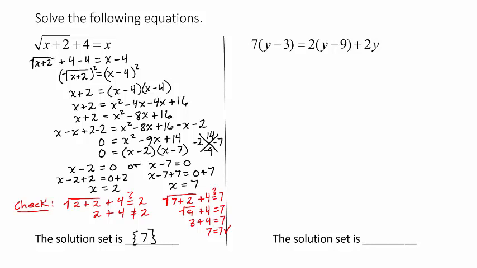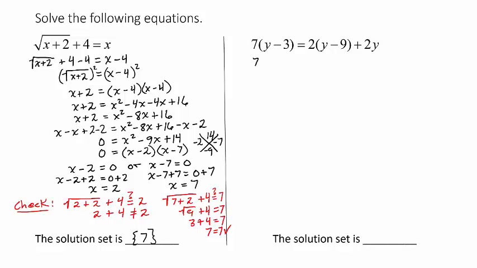Okay, so in this next example, I have 7 times the quantity y minus 3 equal to 2 times the quantity y minus 9 plus 2y. Okay, so I'm looking at this and I see a bunch of parentheses, right? I don't see any exponents higher than 1. So it strikes me as being linear, but that'll show itself even more as we get going. So the first thing I want to do here is to eliminate the parentheses. So do the distribution. I'm going to distribute 7 through the y minus 3.